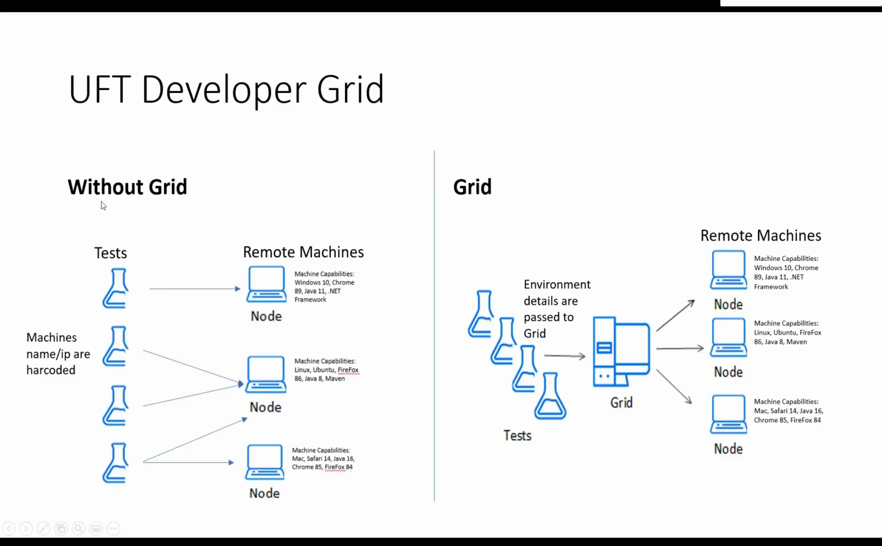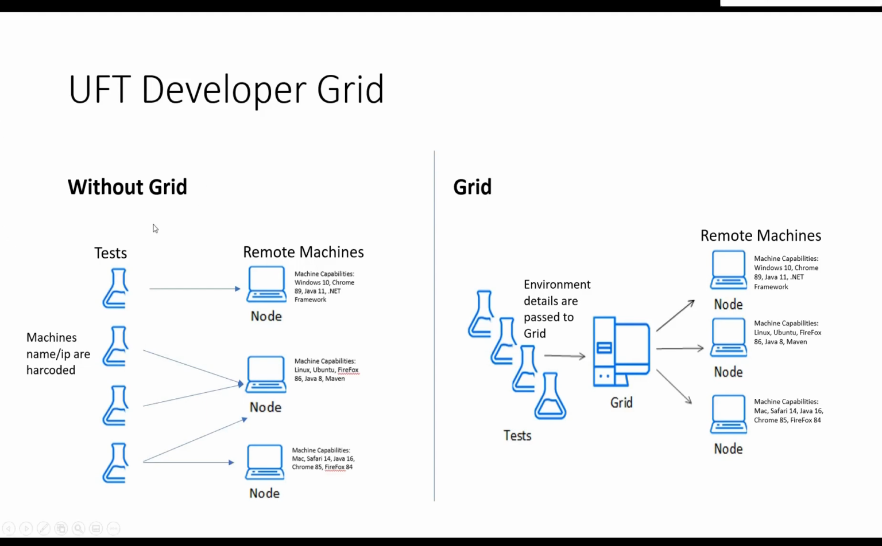Without the grid, basically all your tests are going to execute on a remote machine based on the name or IP. And these tests usually have hard-coded machine names or IPs which are part of the test itself. Some organizations do also one level of abstraction by taking these machine names and IPs into property files, or they put them in Excel sheets. But nevertheless, they are still hard-coded in the property file or an Excel. So it does not solve the purpose of dynamically allocating your tests to remote machines.